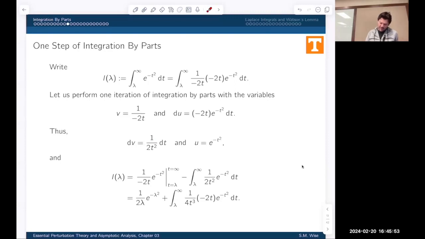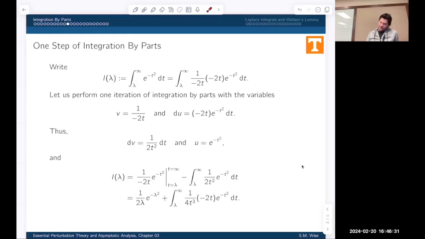So our integrand from above then is equal to 1 over minus 2t e to the minus t squared. That's because this is just going to be v, and this is going to be u. I have to evaluate at the two endpoints, t equals lambda and t equals infinity. When I do that, I get 1 over 2 lambda e to the minus lambda squared. The order reverses because remember the limit at infinity is just going to be 0. And this guy is finite, but that comes with a minus sign. So altogether, it's a plus sign.